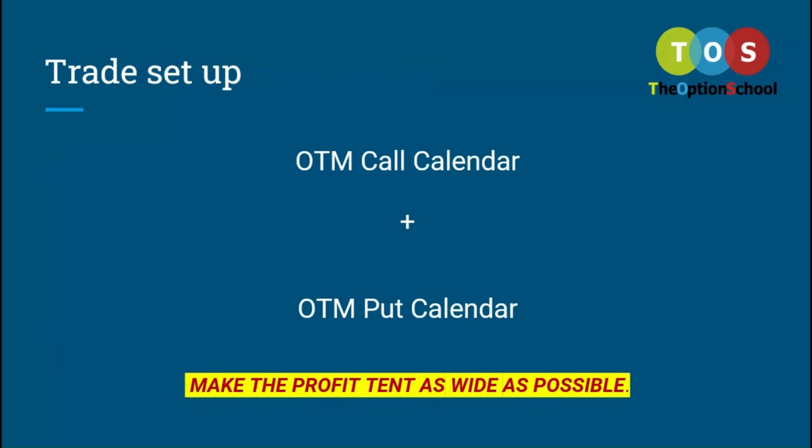So when VIX is low, obviously if you make a single calendar, the width available will be less. If you make a double calendar, the width available will be much better if we make it very strategically.